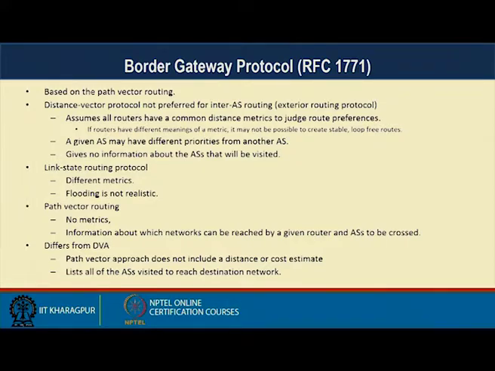Even in the case of a link state protocol, there are different metrics. Flooding is not realistic in such a large internetworking scenario. It will eat away a lot of bandwidth, and finally convergence will be a major problem. Every router keeping track of the whole network topology is ideally fine, but it is not practically feasible, because it is not possible to converge on the whole network and take a call based on that.